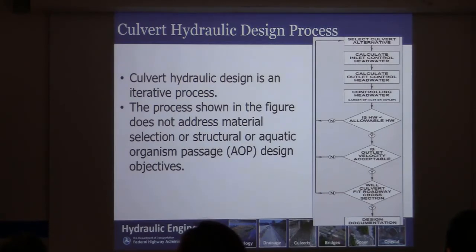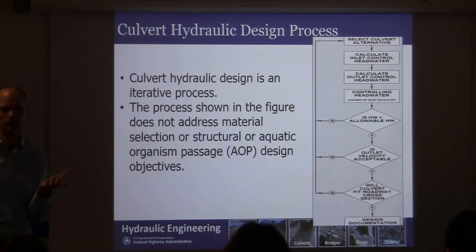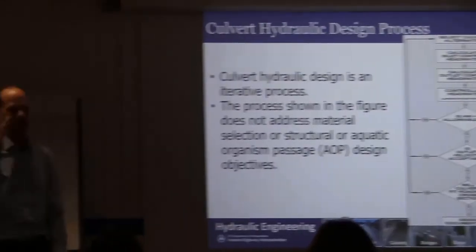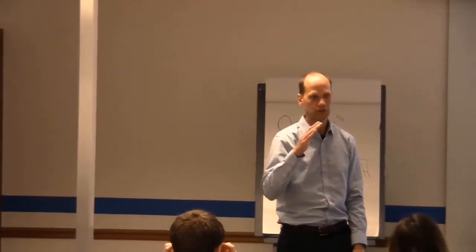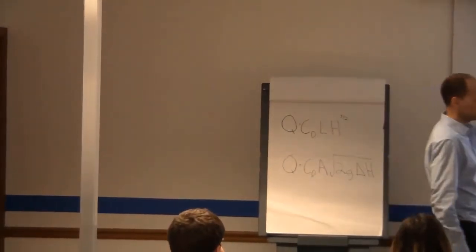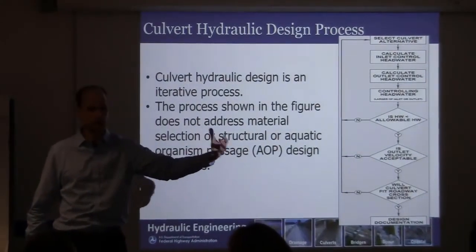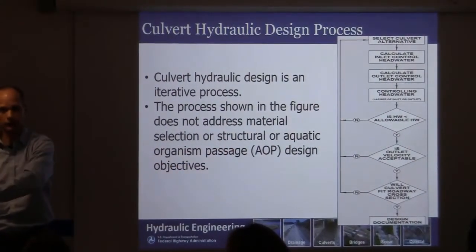Because you don't design a culvert, 99 times out of 100, you don't design a culvert to be inlet control or outlet control. I get that question all the time. How do I design a culvert to be outlet control? Because I want to make sure I use as much of the barrel as possible. You don't do that. It's more dictated by what? Your site conditions and your slopes. So depending on what that is, that will probably play a large part in determining if that is an outlet control culvert or an inlet control culvert.